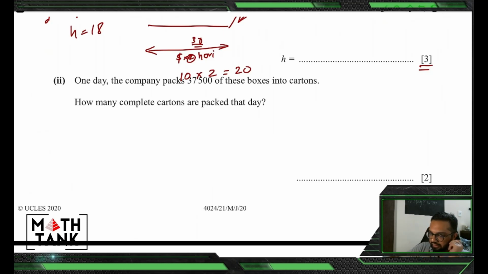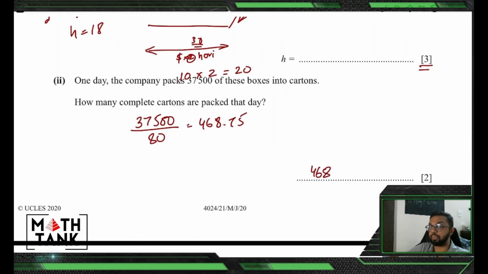One day the company packs 37,500 biscuits of these boxes into cartons. How many complete cartons are packed that day? So if one carton has 80, I can say that 37,500 divided by 80. Now remember that I'm only looking for complete cartons. So what I'm going to say is that let's divide and see. This gives you 468.75, which means that 468 cartons were complete and 0.75 was left, so 468 cartons. I'm not going to say 469 because the last carton is a bit empty right now. I cannot say that's a complete carton.